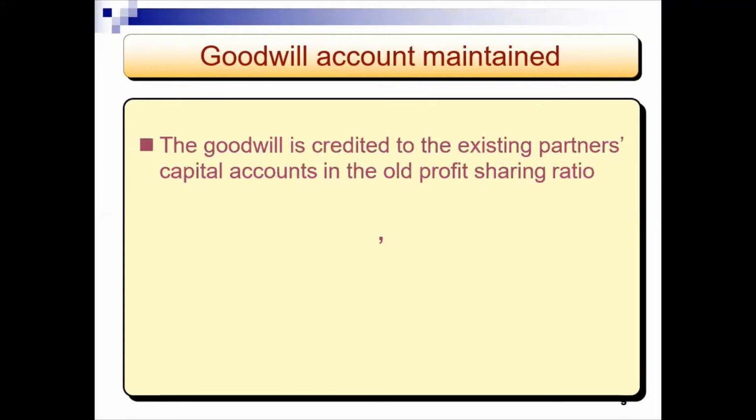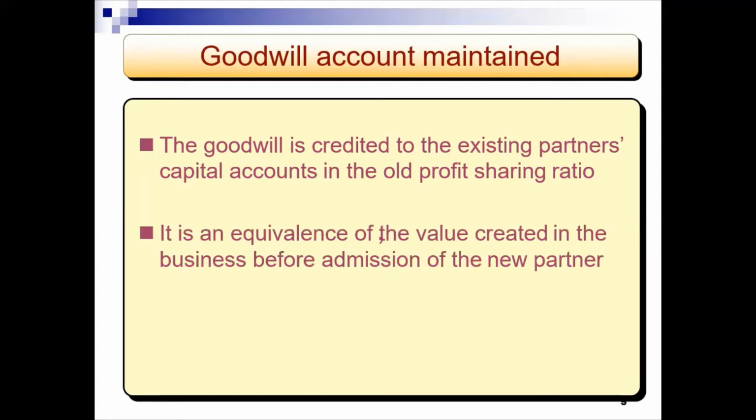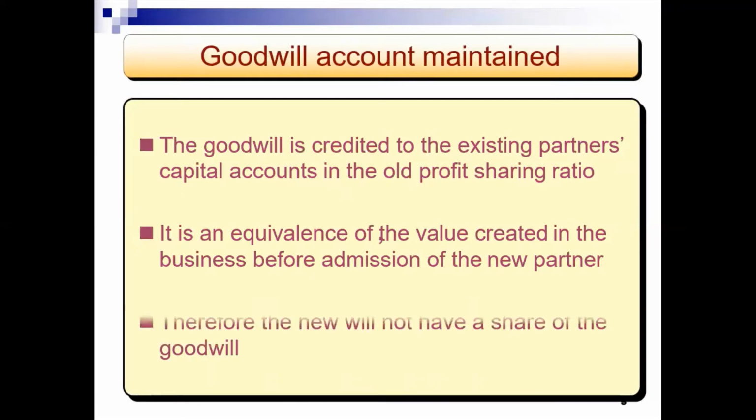Let us start with the first situation, in which a goodwill account is opened and maintained. In this case, the goodwill which has been valued is credited to the existing partners' capital accounts in their old profit sharing ratio. This goodwill is equivalent to the value that has been created by these partners before admission of the new partner. Because of that, the new partner will not have a share of the goodwill, because it is a value which belongs to the existing partners.